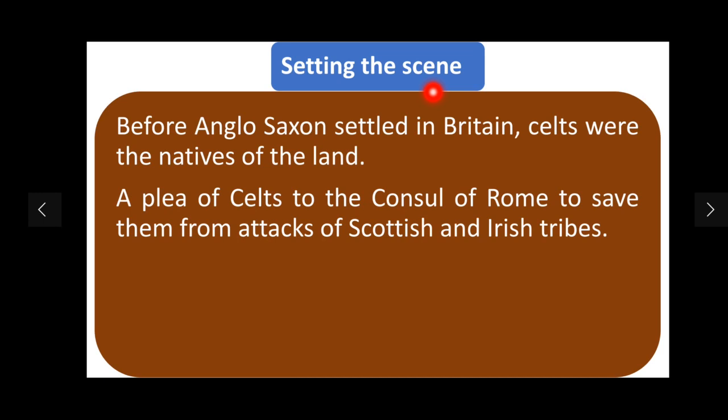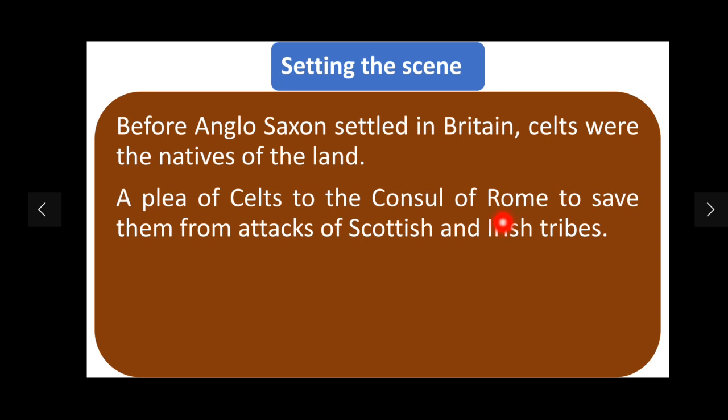Setting the scene. In the 5th century, the great Roman Empire was crumbling. It was in decline. And in the 5th century, on the land of Britain, Celts were living. And there were constant attacks from the barbarians, and these barbarians belonged to Irish tribes and Scottish tribes. So the Celts sent a request, a plea, to the Council of Rome to save them from these barbarians, because these barbarians were driving them towards the sea, right?